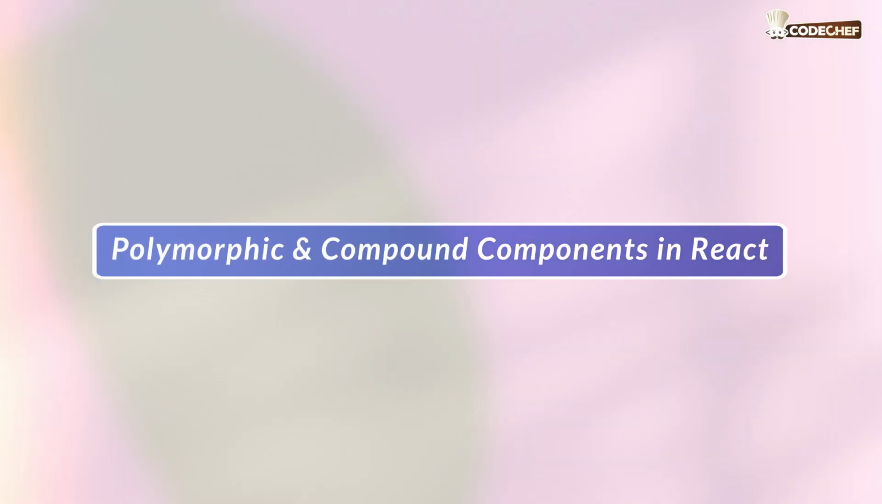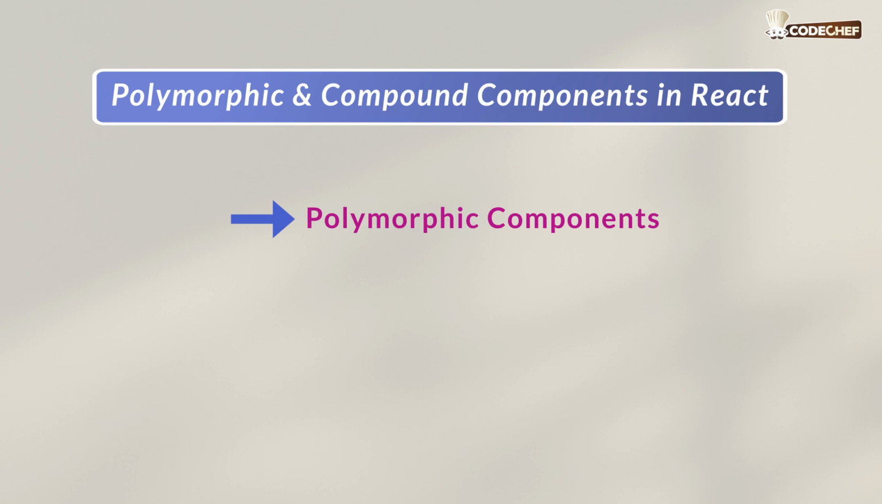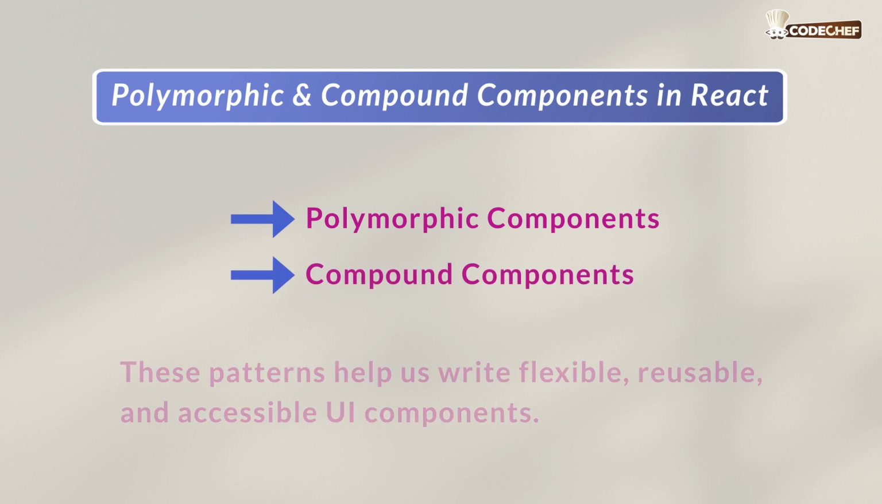So let's begin. In this lesson, we are learning two important React patterns. These are polymorphic components and compound components. They help us build components that are flexible, reusable, and easier to maintain. You'll often see these patterns used in UI libraries and large applications.